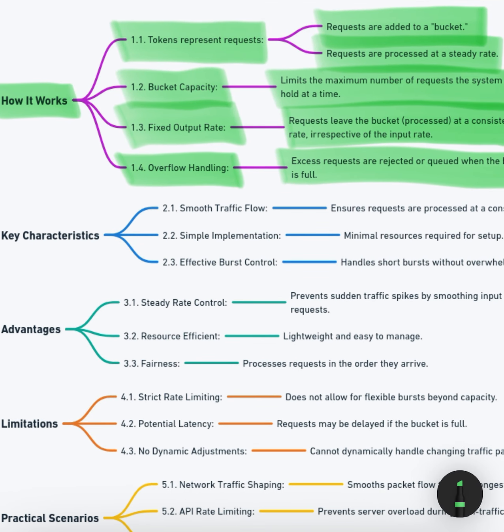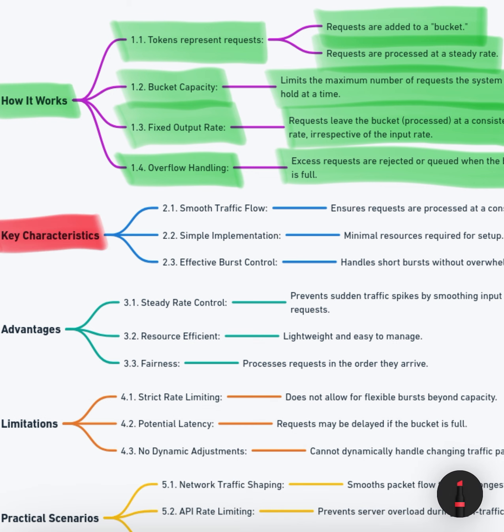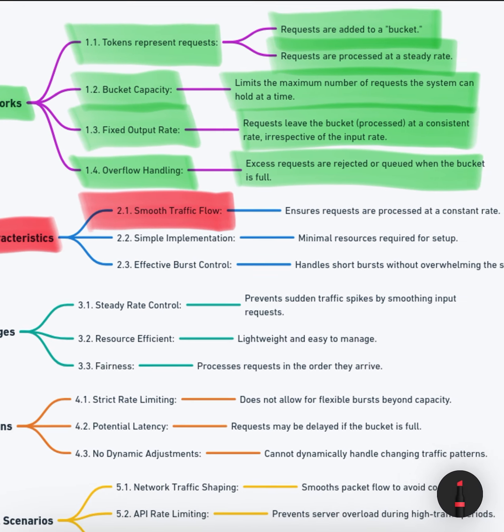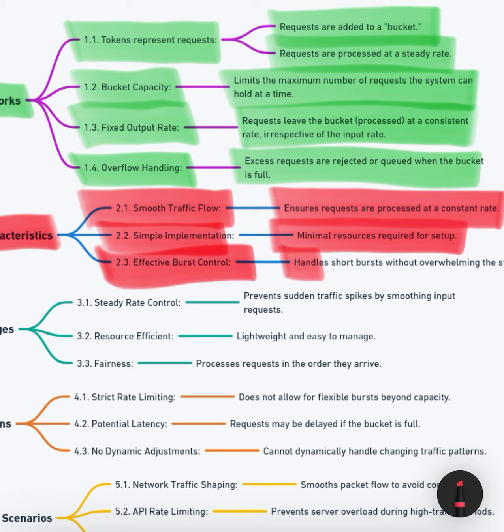2. Key characteristics. Smooth traffic flow. The algorithm processes requests consistently over time, ensuring there are no sudden spikes. Simple implementation. It's straightforward to set up and requires minimal computational resources. Effective burst control. Short bursts of requests can be handled if they fit within the bucket's capacity.